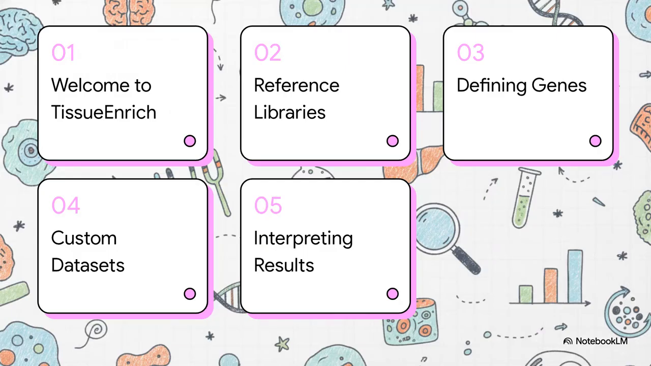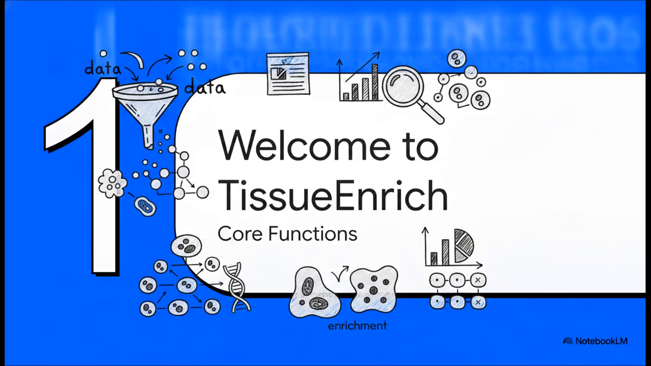So here's our roadmap for today's explainer. First, welcome to TissueEnrich. Second, the standard reference libraries. Third, defining tissue-specific genes. Fourth, unleashing custom expression datasets. And finally, number 5, interpreting your results. Let's get to it.